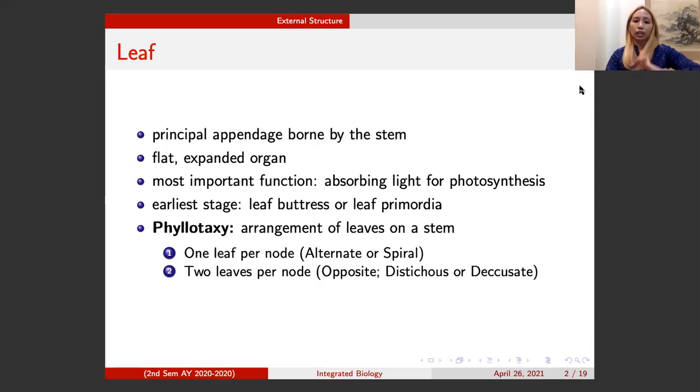So we have photos here to show you how it looks like. However, we proceed to three or more leaves on one node, and we call that the whorled phyllotaxy or type of leaf arrangement.